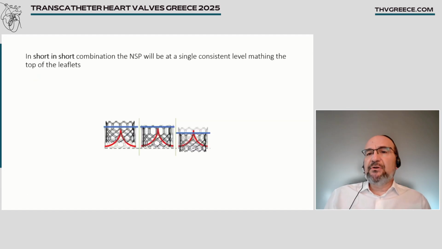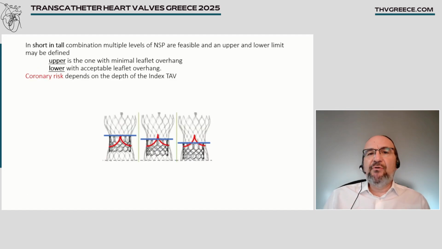In short combination, the neo skirt plane is a single consistent level matching the top of the leaflets, and it's quite easy. But when we have short and tall combination, we may have multiple levels of neo skirt plane, and we define an upper and lower limit. Upper is the one with a minimal leaflet overhang. We'll explain what leaflet overhang is later on. And lower is with acceptable leaflet overhang.